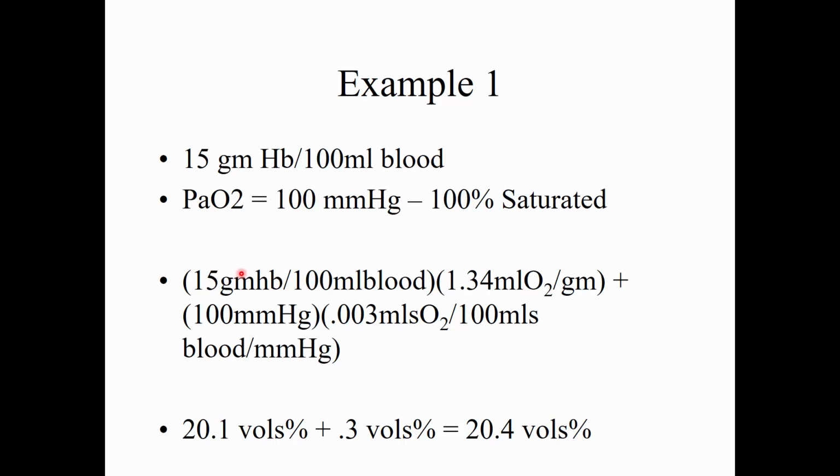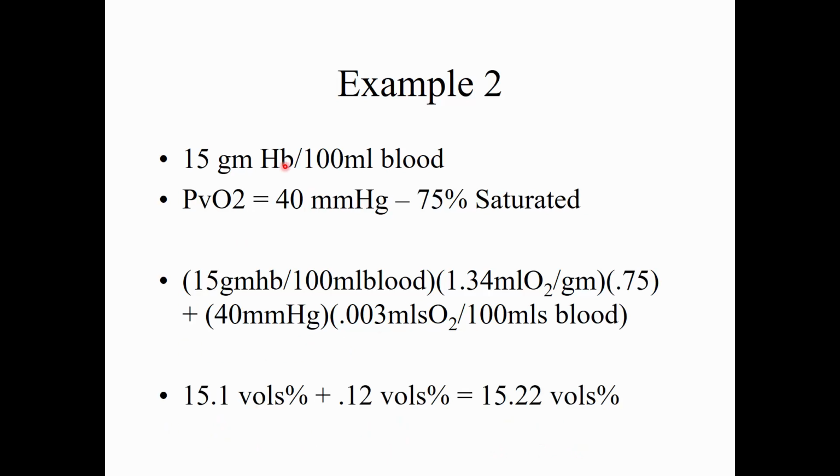So 15 times 1.34 equals 20.1 vols per cent. I could have a times a 1 because we're 100% saturated. That's the bound content. Then I add my dissolved content, and I know that for every millimeter of mercury, 0.003 mils of O2 dissolve. So 0.003 times 100 is 0.3. That's the bound content, that's the dissolved content, that's the total content.